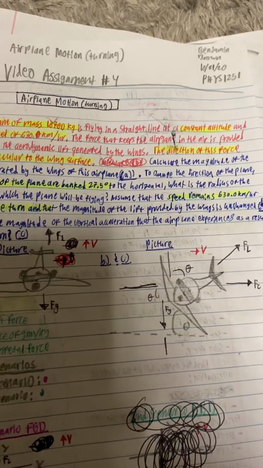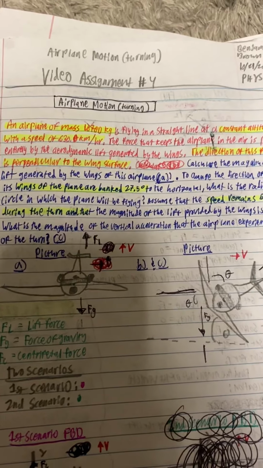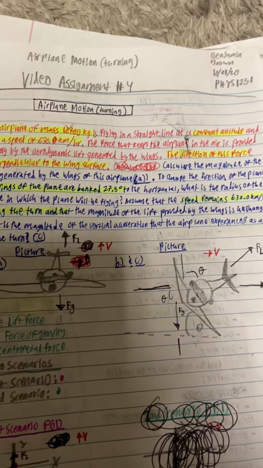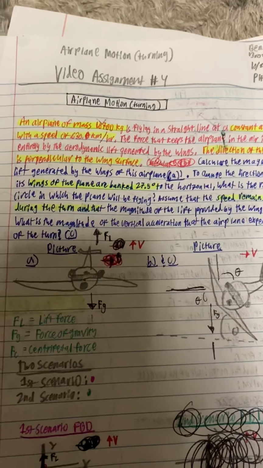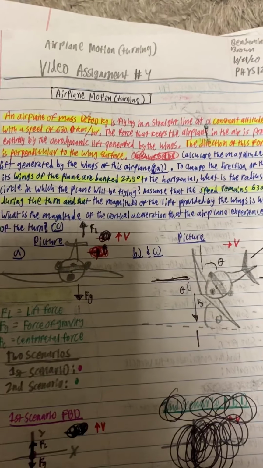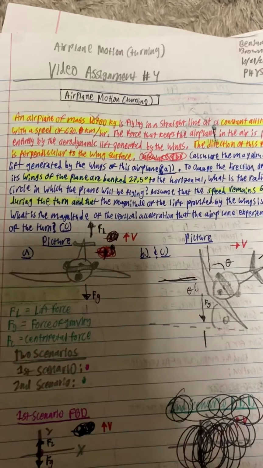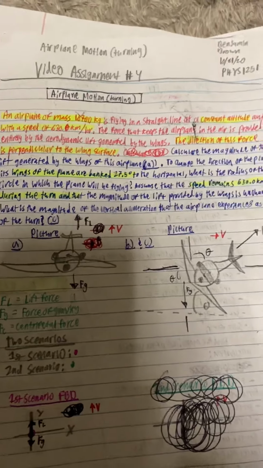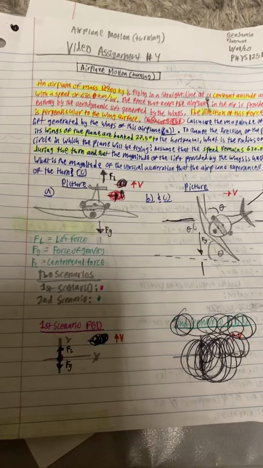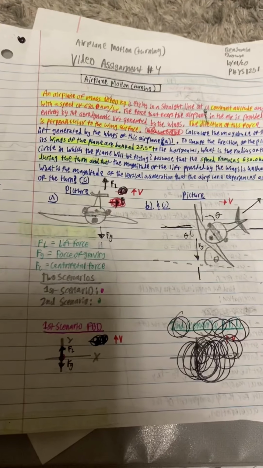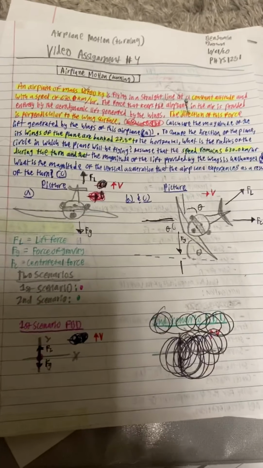Assume that the speed remains 630 kilometers per hour during the turn and that the magnitude of the lift provided by the wings is unchanged. We're going to label that as part B. What is the magnitude of the vertical acceleration that the airplane experiences as a result of the turn? We'll label this as part C. Okay, so based on this, we can already tell that part A is going to have a different scenario, and part B and C are going to have another scenario together.